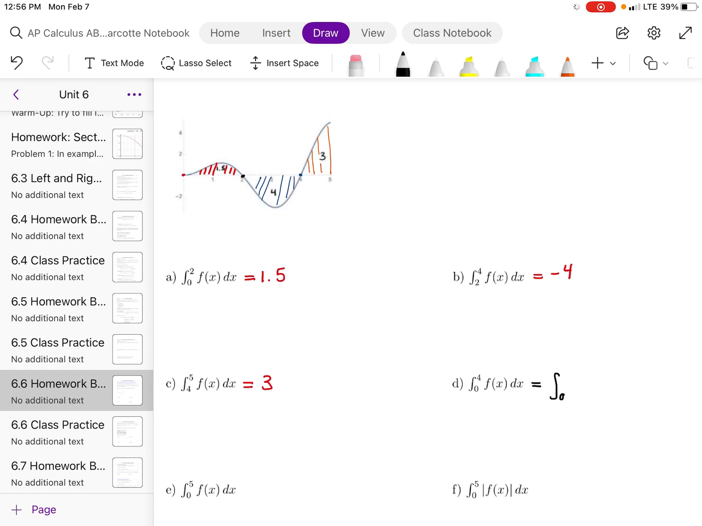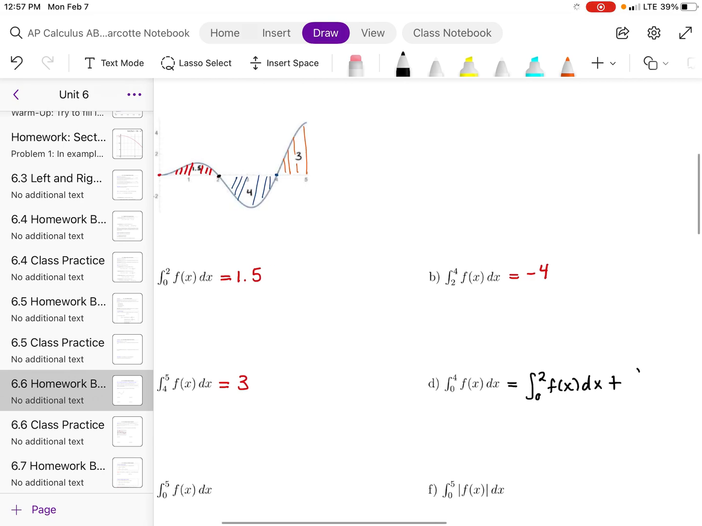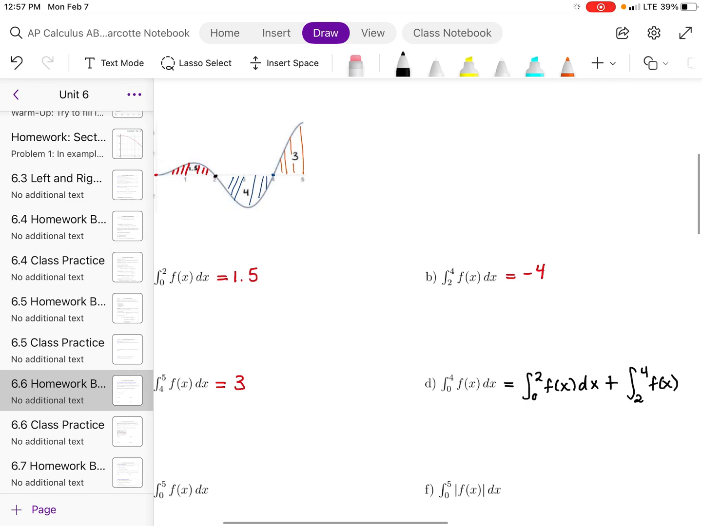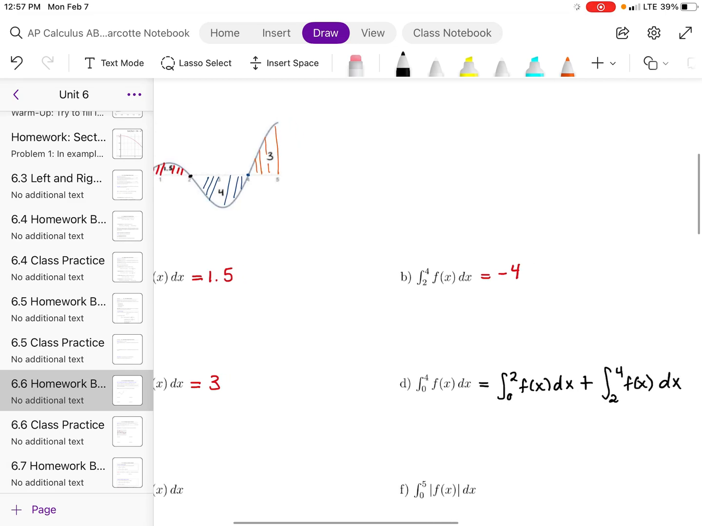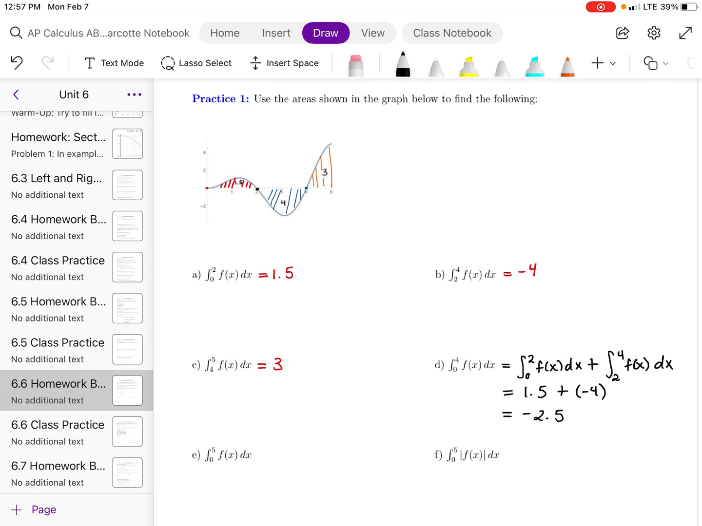So really what I can do is say that this is just going to be the integral from 0 to 2 of f of x dx plus the integral from 2 to 4 of f of x dx. So this is going to give me 1.5 plus negative 4, and so this is just going to be negative 2.5. Hopefully that makes sense to us.